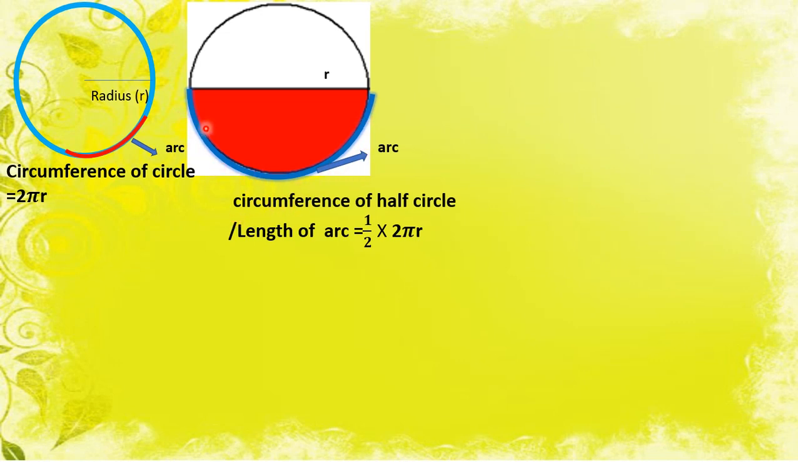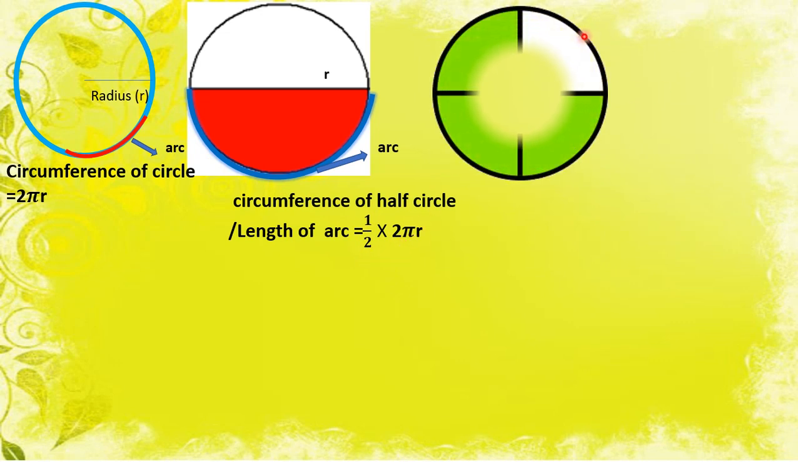So if we talk about the length of the circumference of this semicircle, this outer half boundary of the circle, we are talking about half of whatever the circumference of the complete circle is. So we can write half into 2 pi r, half into circumference.